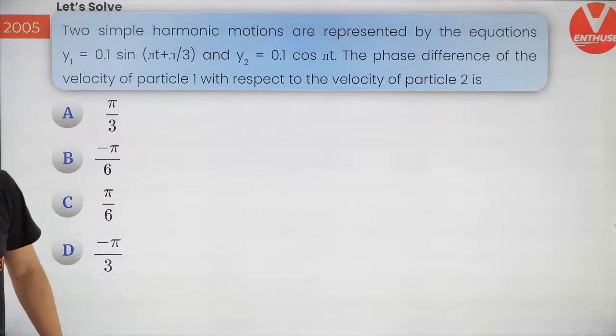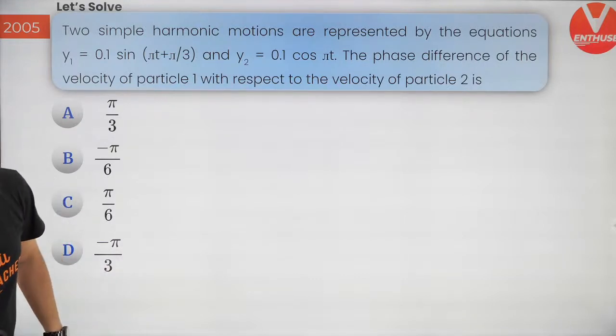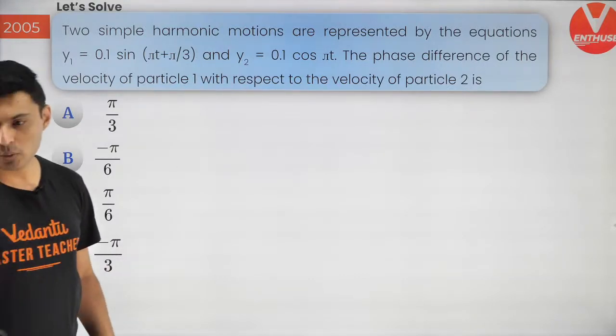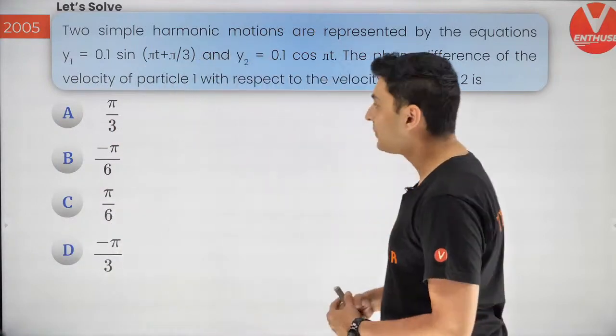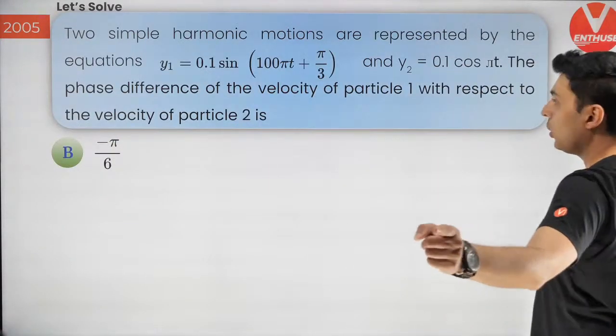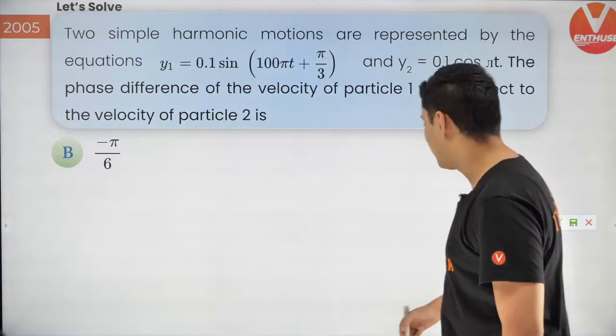Come on. Hargi Parker says B. Vijaya Krishnan says B. Kali Surya says C. Guru Prasad says B. Kirito says pi by 3. Alrighty, and let's see. What is the correct answer? Oh, the answer is minus pi by 6.